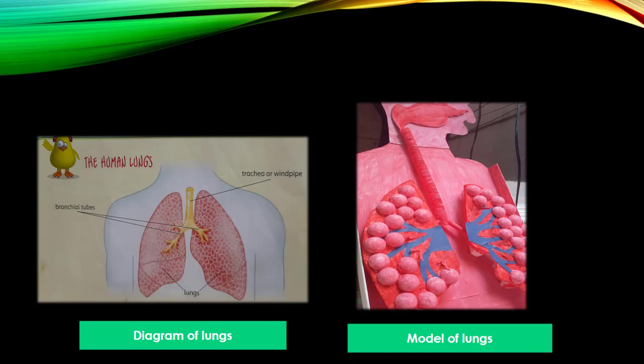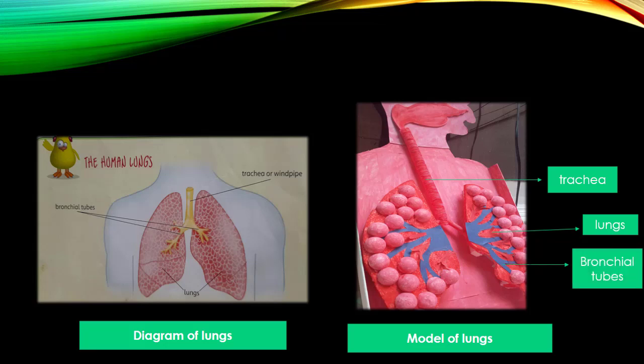This is the model of the lungs. Is it pretty? Yes. So you can see here, this pipe-like thing is used to make the trachea, or you can say the windpipe. And I have used the thermopore sheet to make the lungs. And then I use this chart paper to make the bronchial tubes. This is the model of the lungs or the breathing system.